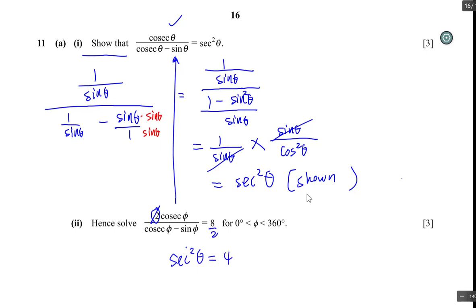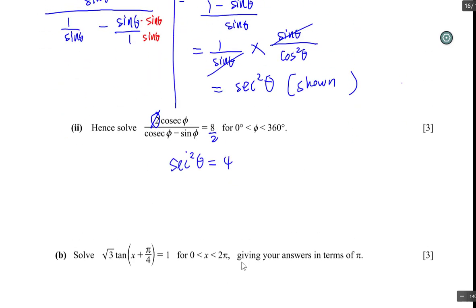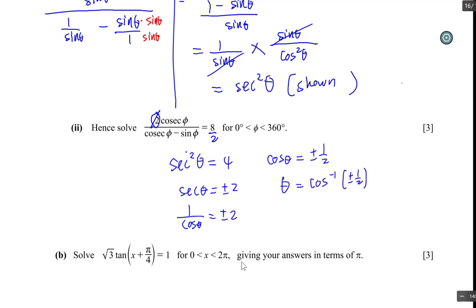Then I need to solve this one. Okay, so I move the square first. Secant theta equals positive negative 2. So 1 over cos theta equals positive negative 2. So cos theta will equal positive negative 1 over 2. So we need to find all the positive and negative values for cos theta, and then you do the inverse cos of positive negative half here. Type it in the calculator, and you should be able to get 60 degrees, 120 degrees, 240 degrees, 300 degrees.